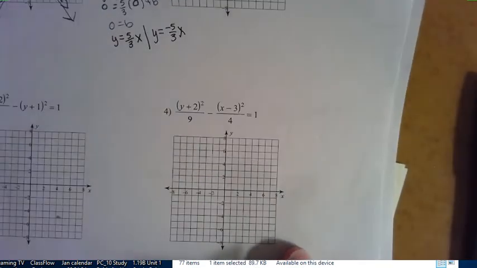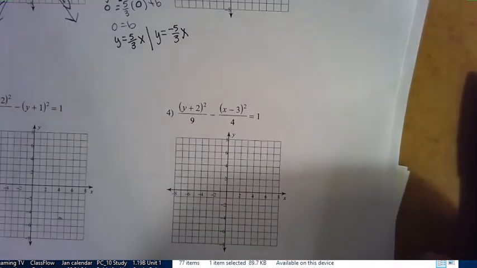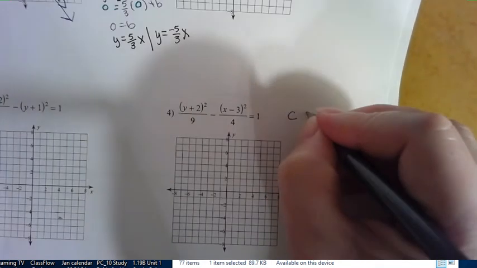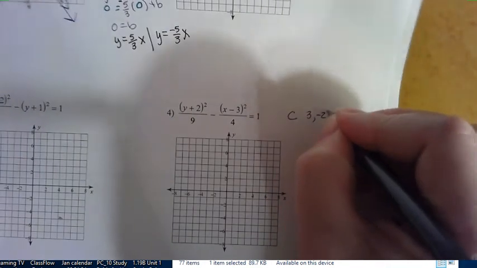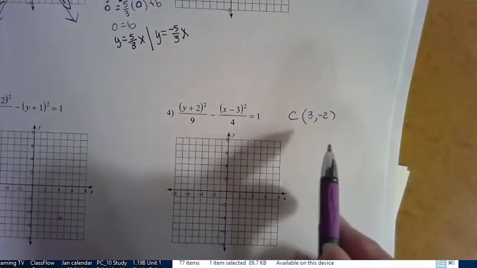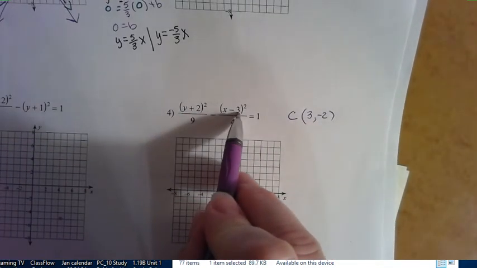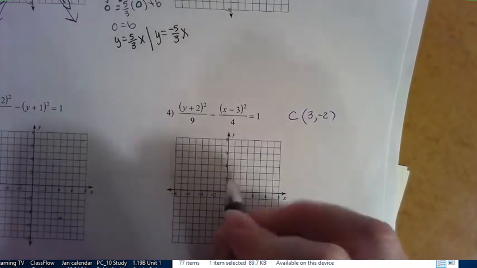I'm going to do number 4 on this one. This is straight out of the homework, okay? And I'm going to go ahead and graph this. So, starting with the center is at 3, negative 2. Now, be careful because this center being at 3, negative 2 comes from the x being 3 and the y being negative 2.